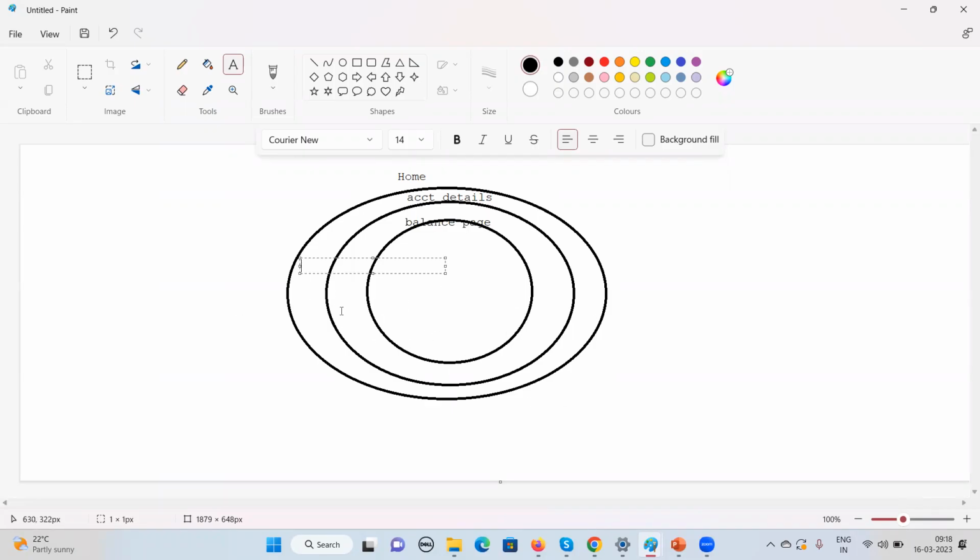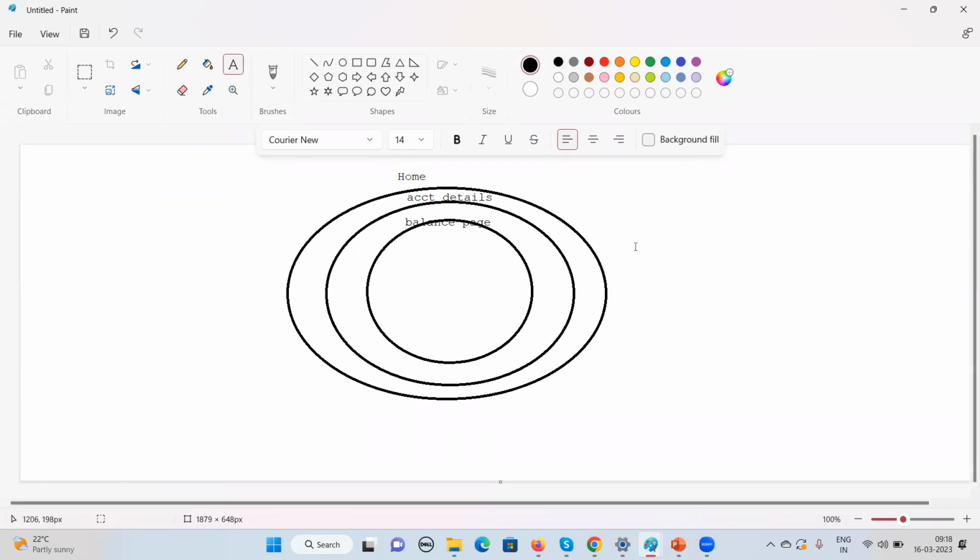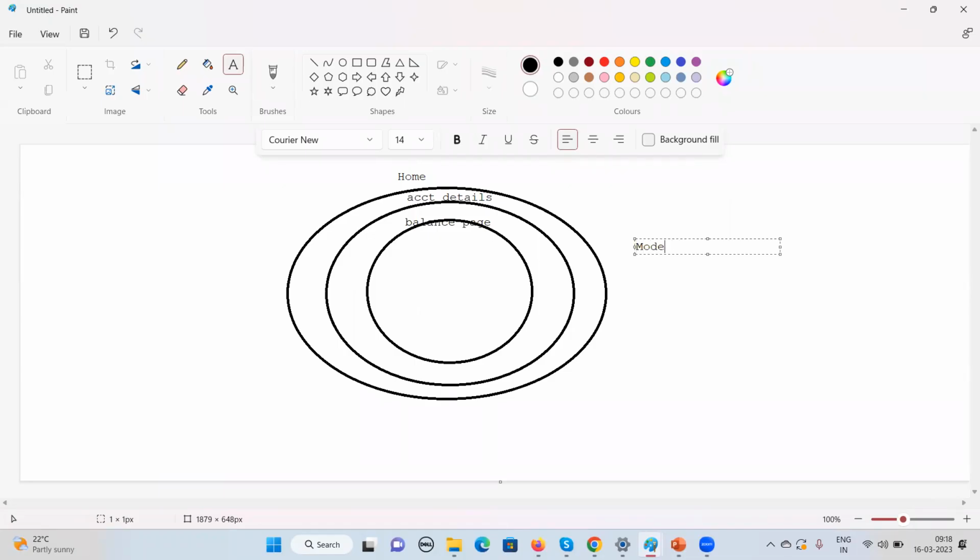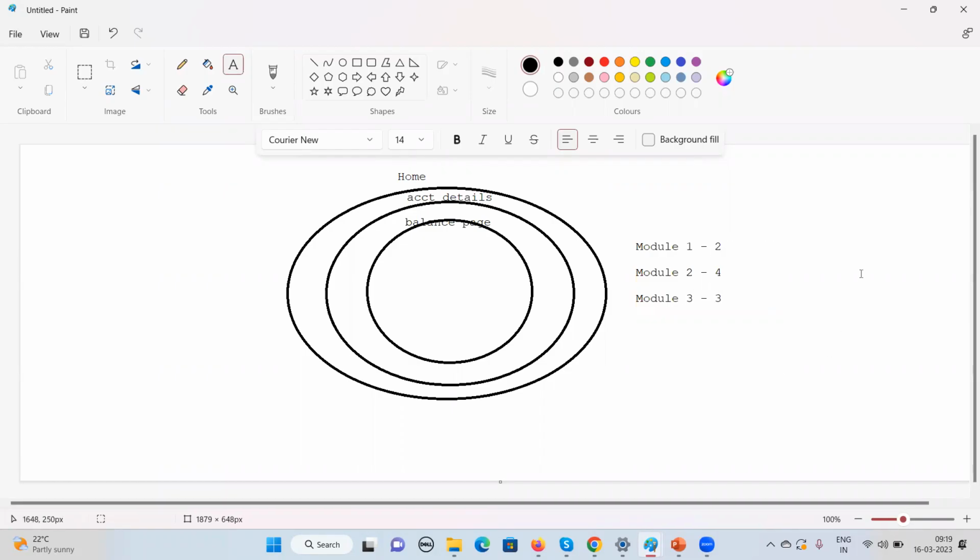So here, what does defect clustering say? Here you may find some defects, and here you may find some defects. Module 1 may have 2 defects, module 2 will have 4 defects, and module 3 may have 3 defects. When we look module wise, we see a smaller number of defects. But when we look at the application completely, 2 plus 4 plus 3, altogether 6 plus 3, 9 defects are there.